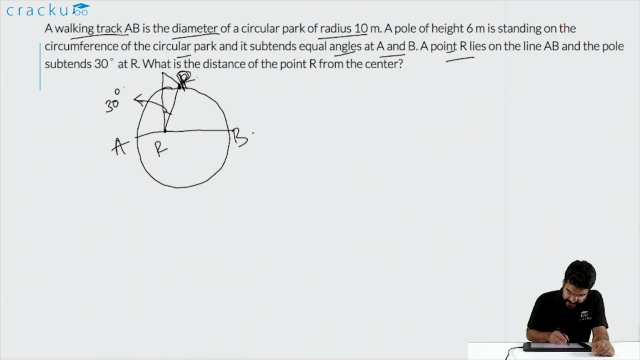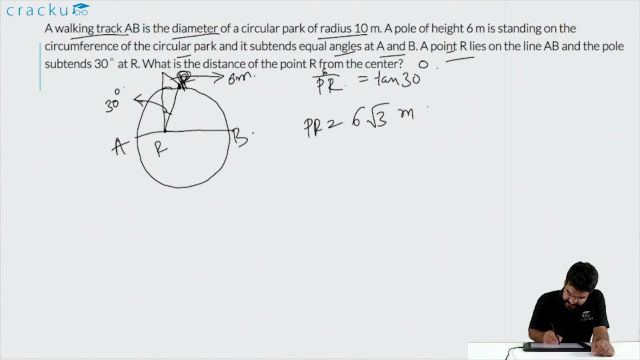We also know that the height of the pole is 6 meters. So from this we can get the distance of PR on the ground. So 6 by PR is equal to tan 30 degrees. Therefore PR is equal to 6 root 3. Now PR is on the ground. The pole is up in the air. So 30 degrees is subtended at the top of the pole. So tan 30 degrees will be the height of the pole by the distance on the ground, because that is opposite side by adjacent side. So we get that PR, that is the length from R to the base of the pole, is 6 root 3.